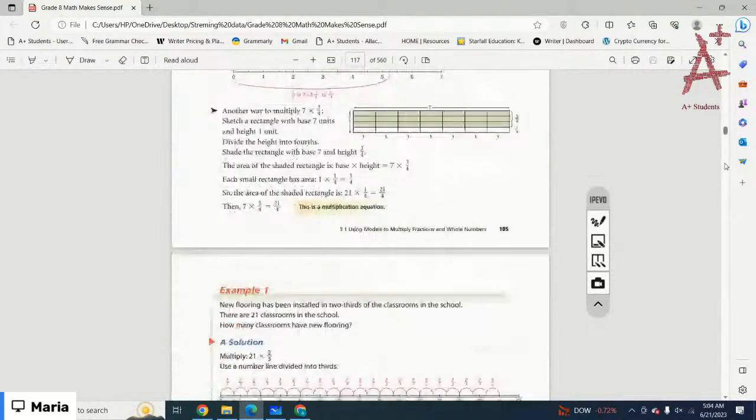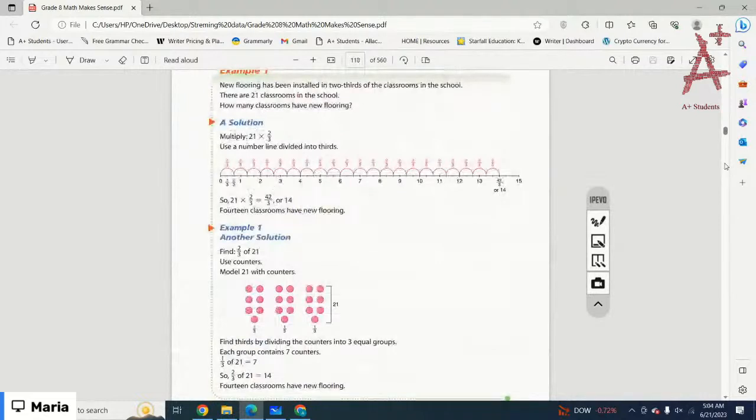Okay, let's look at the example. New flooring has been installed in two-thirds of the classrooms. There are 21 classrooms in the school. How many classrooms have new flooring? So you have to multiply 21 times 2 by 3. Got it?